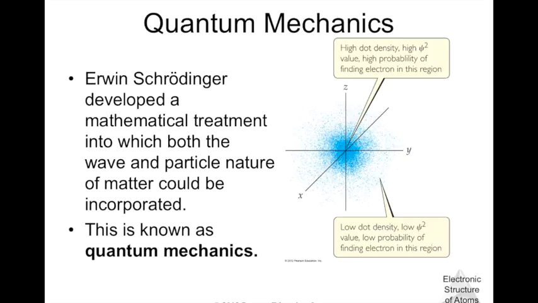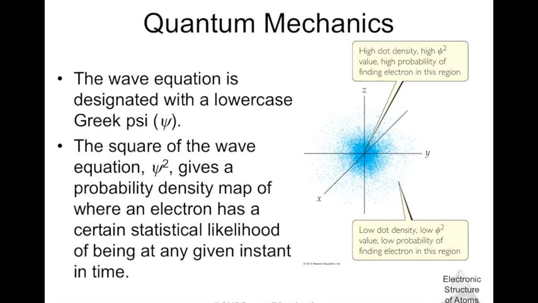So Schrödinger, you've probably heard of him in Schrödinger's cat. He develops this mathematical model and uses both the wave and the particle nature of matter. And we call this quantum mechanics. Basically, this wave equation, which we're not really too concerned about knowing, is designated with this lowercase Greek psi. And the square of the wave, psi squared, gives this density map, this probability of where you're going to find electrons. So you can see you're really likely to find an electron here, where there is a high dot density. You're much less likely to find an electron way out here.